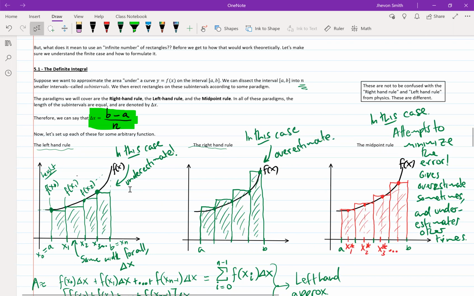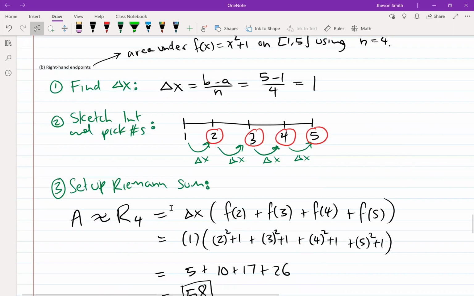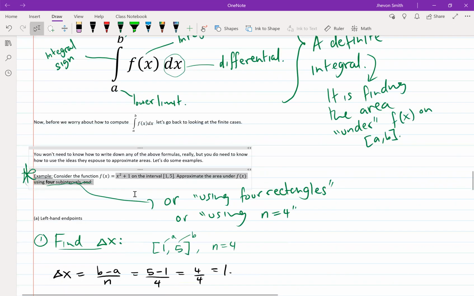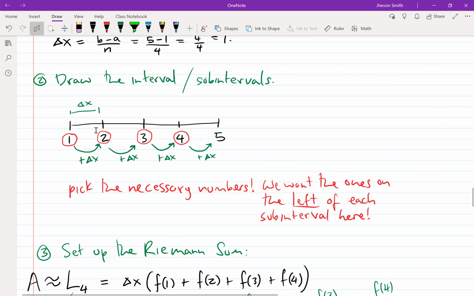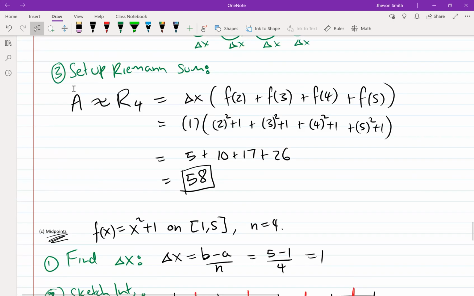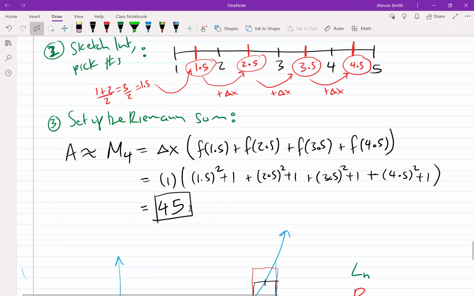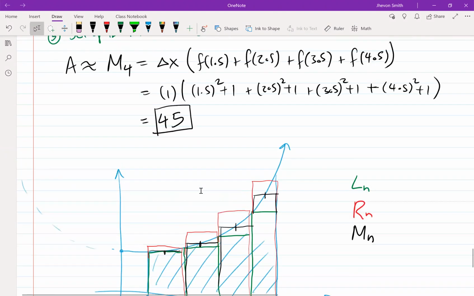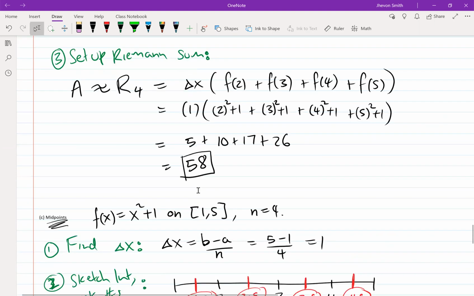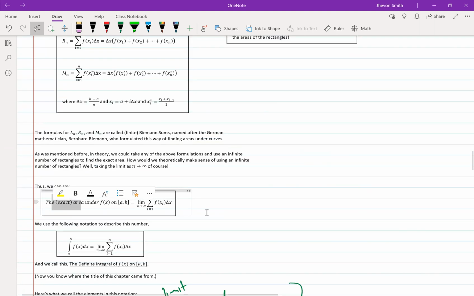We also saw specifically how to do this by going through several problems where we approximated the area under the function x squared plus 1 on the interval 1 to 5 using the left-hand endpoints, where we pick numbers on the left side of the interval. We also used the right-hand endpoints, where we pick numbers on the right side of the interval. And we used the midpoints, where we pick the numbers smack dab in the middle of each interval. We use these to approximate the area under the curve. We explained what the difference in the answers were, why they looked the way they did, and that's where we ended up. Now, we also talked about the idea of finding the exact area under the curve.